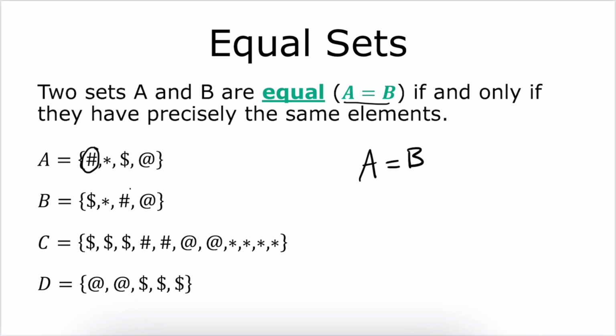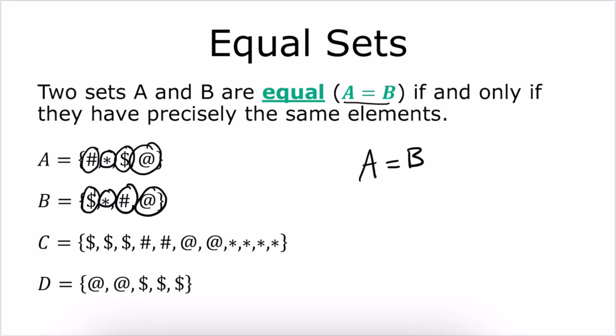A has a hashtag sign, and B has a hashtag sign. A has an asterisk, and so does B. A has a $ sign, and so does B. And A has an @ symbol, and so does B. And so we say that A equals B.